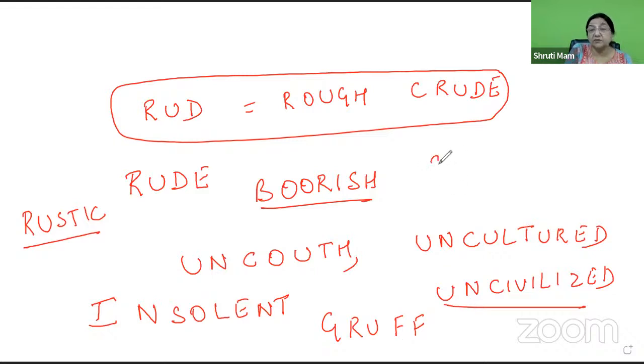And another word for this can be surly. It is a very surly, gruff remark. Gruff, coarse. Surfaces can be coarse. Remarks can be gruff. Food material can be gruff. Behaviors can be uncouth, uncivilized, and uncultured.